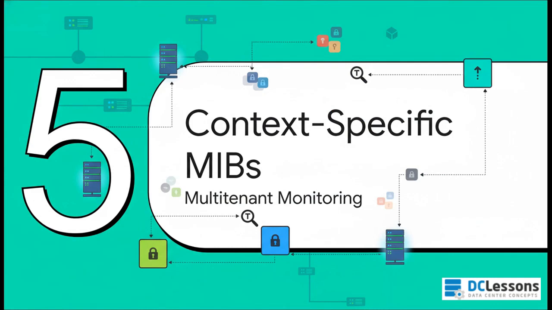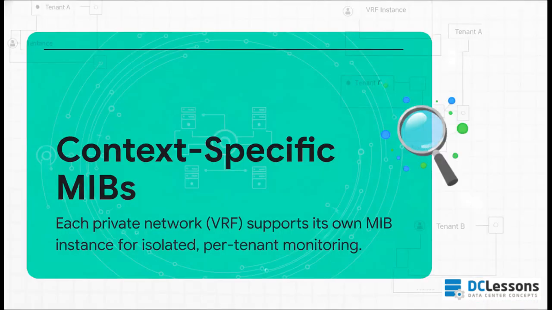Okay, so we've got the fundamentals down, but now let's get into a really cool advanced feature that's an absolute game changer if you're running a multi-tenant environment. This right here is one of my favorite things about SNMP and ACI. Each and every tenant's VRF gets its own separate, isolated management information base, or MIB. A MIB is just a database of stats you can query. This means you can poll for something like BGP peer status completely inside tenant A's world without ever seeing a single piece of data from tenant B.